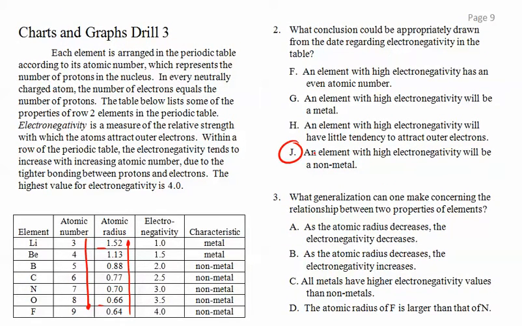I guess I will go through them a little bit. So what conclusion could be appropriately drawn from the data regarding electronegativity? An element with high electronegativity is a nonmetal.